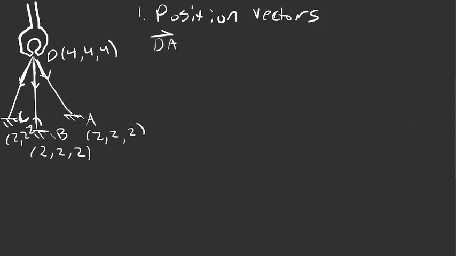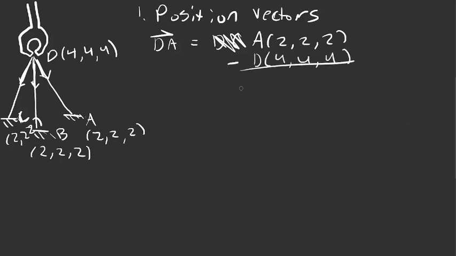So we're going to find this one first, from D to A. A is going to have these coordinates, and we're going to subtract D from it. And that is going to give us dA. All these are going to be -2. So there's our position vector, and then we're going to find our unit vector.